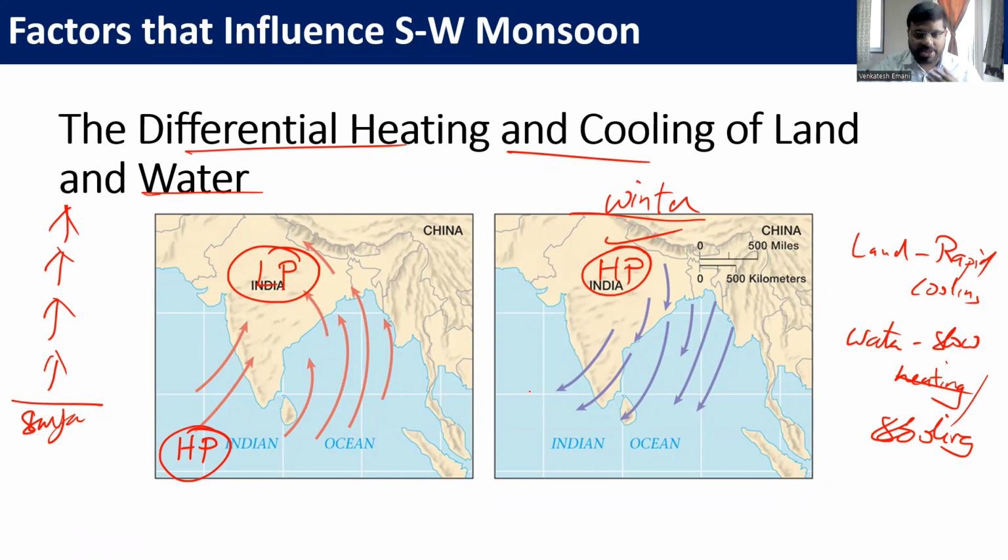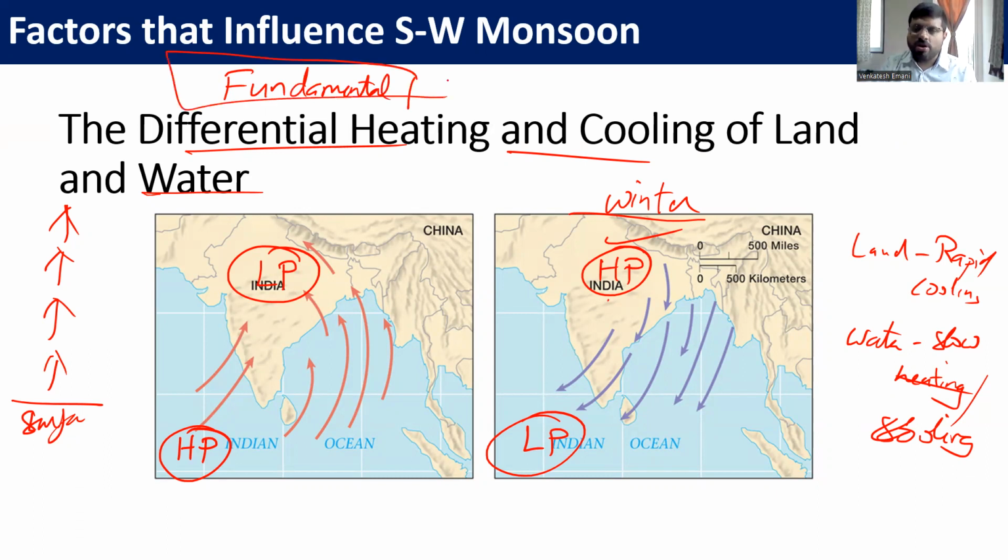Relatively, when compared with this high pressure, the Indian Ocean is a low pressure area. Why? Slow cooling. When compared with this high, this is low. So winds move from high pressure to low pressure. This is the differential heating and cooling of land and water, and understand, this is the fundamental.